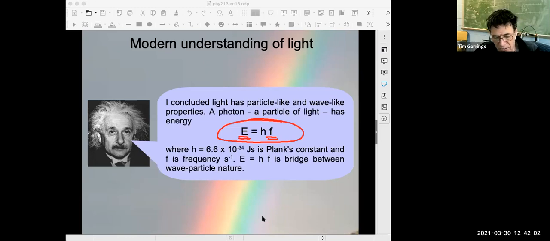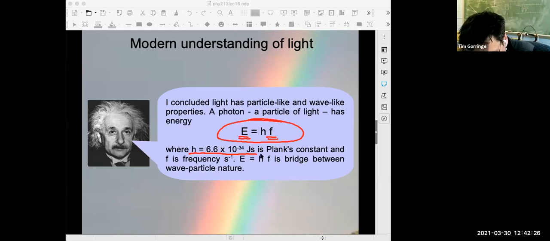And its size, I've written it down here, is tiny in these units, 6.6 times 10 to the minus 34 joule seconds. Look, if you've done chemistry, I'm sure you've done chemistry, you've had to go through that ordeal. If you've done chemistry, you know Planck's constant. Look at the units of Planck's constant.